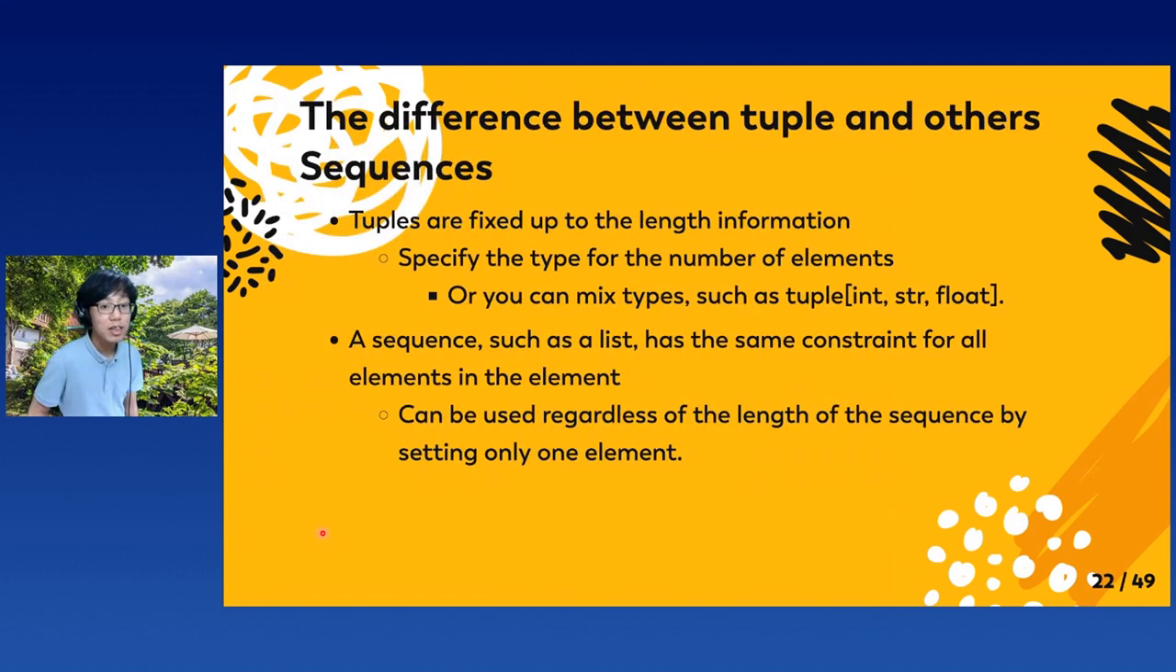And it is the difference between tuple and other sequences. I think many Pythonistas don't know about this. Tuples carry fixed length information. Please specify the type for each element. Or you can use a mixed tuple, like this. There is an int and a str type in the tuple. A sequence such as list has the same constraint for all elements. It can hold any length by specifying one element type.